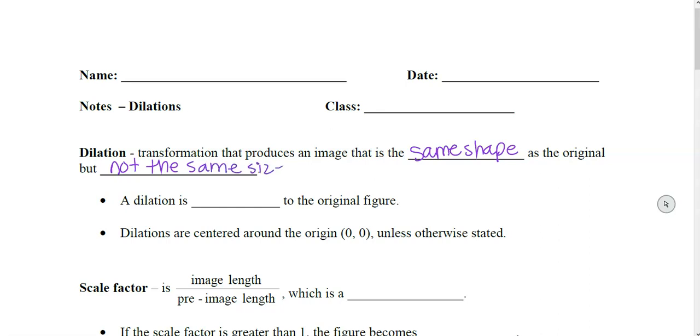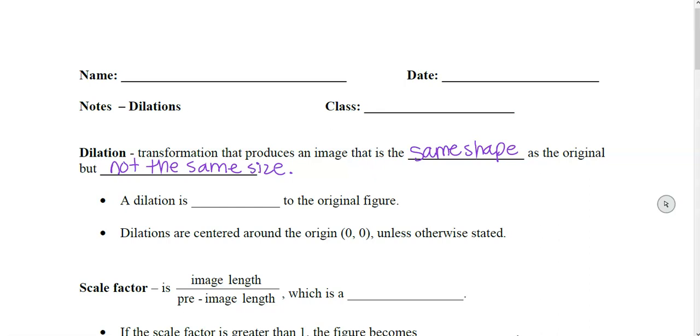So for the other transformations that we've seen, the translation, reflection, and rotation, all of those have been congruent, all of those have been the same size. But dilation does not keep the same size, does not preserve congruence. It changes the size. So the transformation that's happening with dilation is that it changes the size.